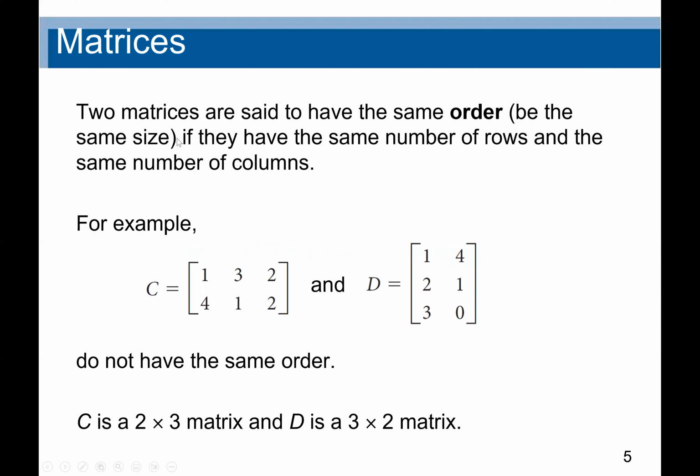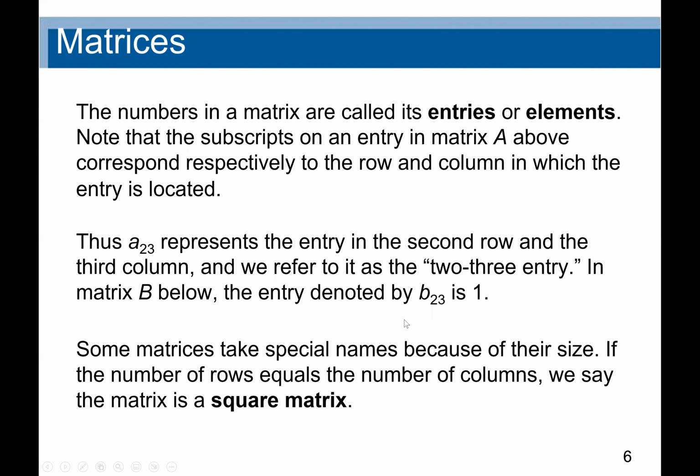We also say that two matrices are said to have the same order, which means they have the same size, if the number of rows and the number of columns are the same. So for example, here we have matrix C. The size is 2 by 3 because we have 2 rows and 3 columns. Matrix D, we have 3 by 2 because we have 3 rows, 2 columns. So these two matrices are not in the same order. They are not the same size. So here we say C is 2 by 3 and D is 3 by 2. So C and D do not have the same order, or they are not the same size.